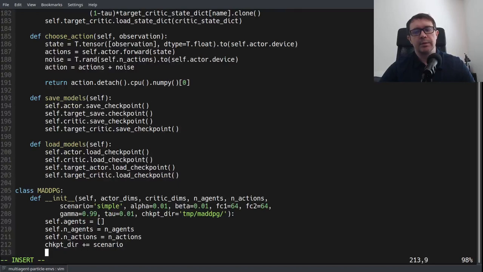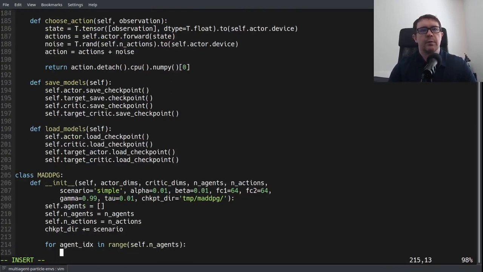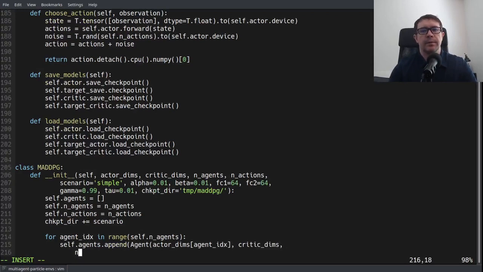So we want to append our scenario to our checkpoint directory, so that way we keep the agents trained for different scenarios or environments separate from each other. Now we say for agent IDX in range number of agents, we want to say self.agents.append. So now we actually go ahead and create each agent, actor dims, agent IDX, critic dims, number of actions, agent IDX for our name.